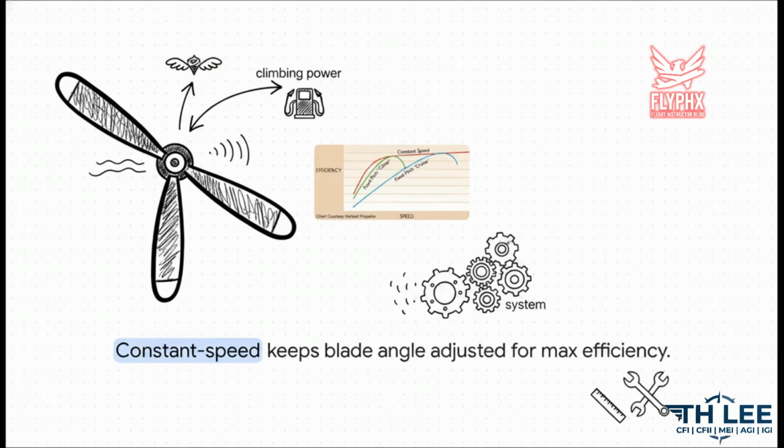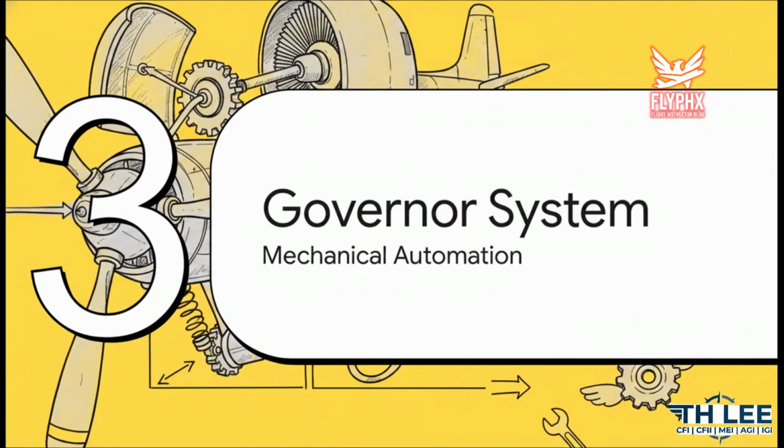To solve this exact problem, advanced aircraft, like the Piper Arrow, use a constant speed propeller. This is a real game changer. It acts as an adjustable pitch system that automatically keeps the blade angle optimized. By constantly changing the geometric pitch mid-flight, it minimizes slippage and maximizes efficiency in practically every single flight condition. You literally get the best of both worlds, climbing power and cruising economy. Section 3. Inside the governor system.